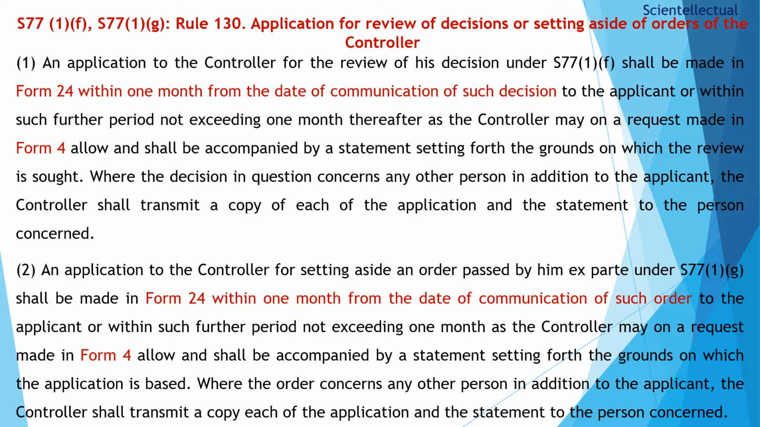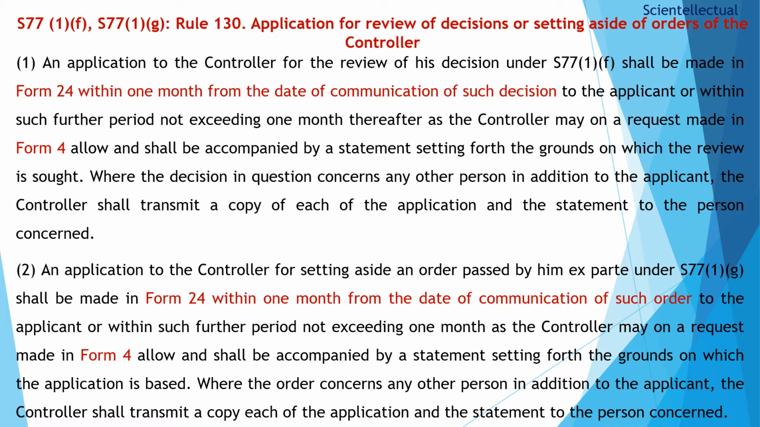The application should be made through Form 24 within 1 month from the date of communication of controller's decision to the applicant. The applicant may request for extension of time through Form 4, and that Form 4 should be filed within 1 month of the date of communication. When the decision in question concerns any other person in addition to the applicant, the controller shall transmit the copy of the application and the statement to that person.